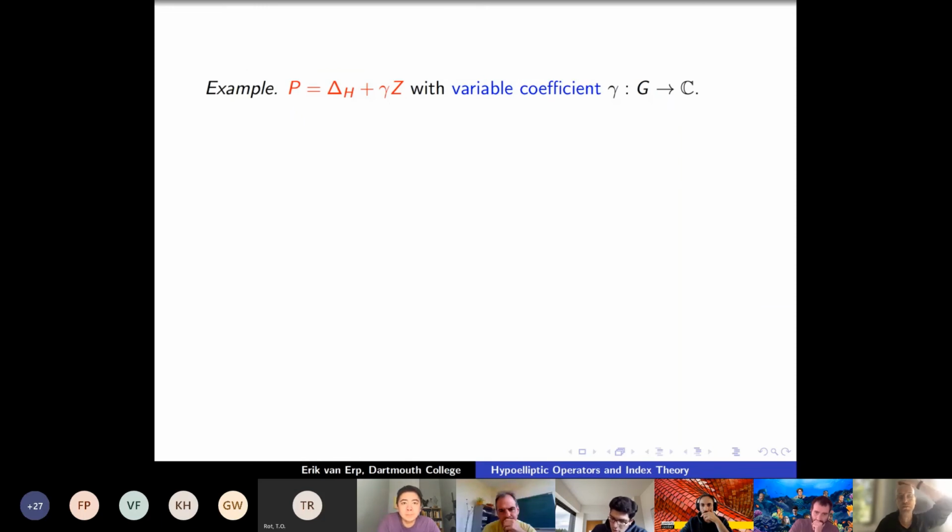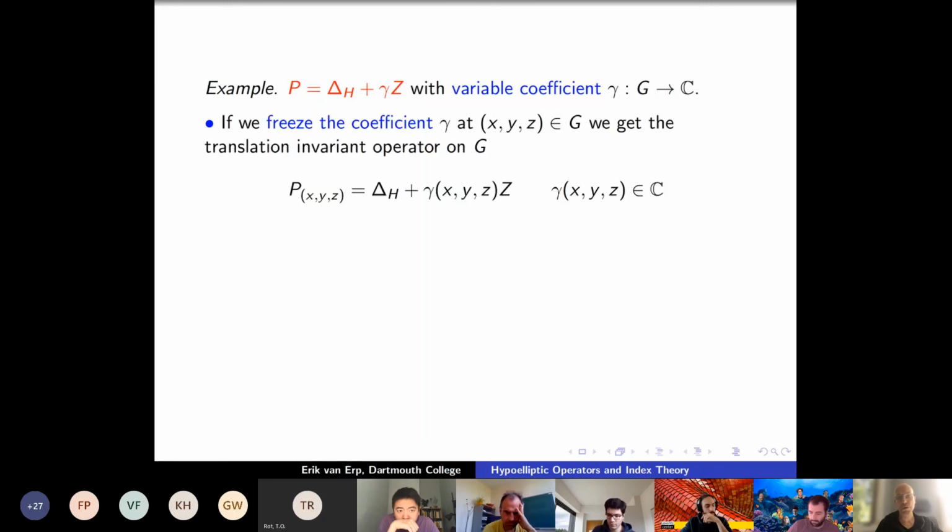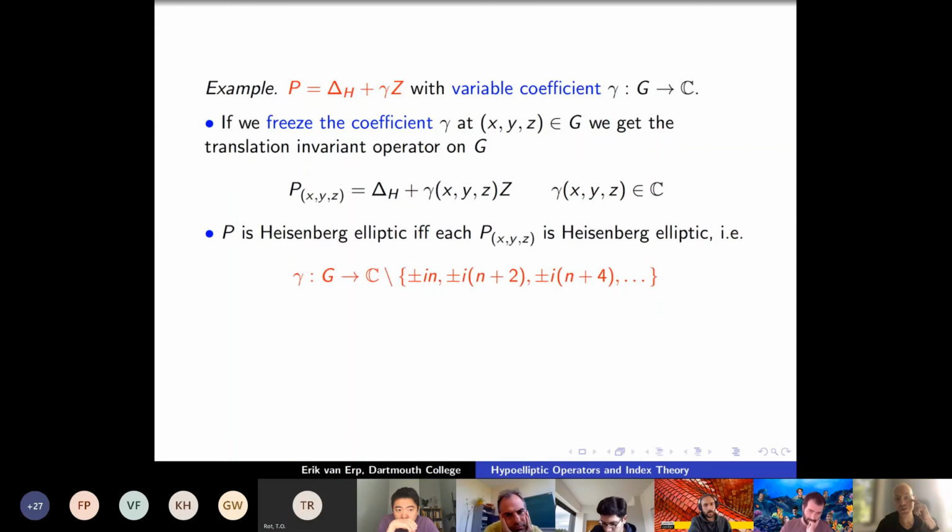Okay, so here's an example. This is the same example I had before, but instead of gamma being a number, I allow it to be a function. So I have a variable coefficient. This is still in the Heisenberg group. It's fairly straightforward. You freeze the coefficient, what do you get? You get exactly the same thing, but gamma is just given its value at that point. So now it's a constant coefficient or translation invariant operator. And we know when this is Heisenberg elliptic, we just tested it out. So P is Heisenberg elliptic if all these constant coefficient operators are Heisenberg elliptic, which is exactly if gamma is a complex valued function which never hits one of these forbidden values.